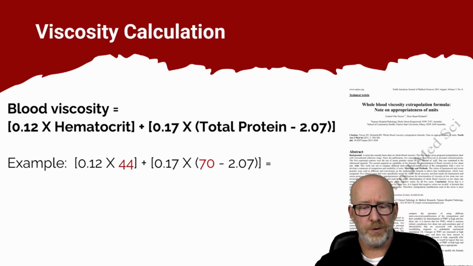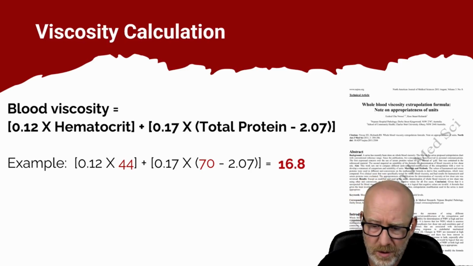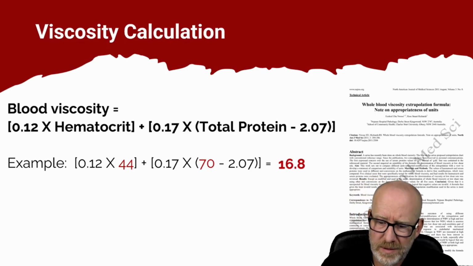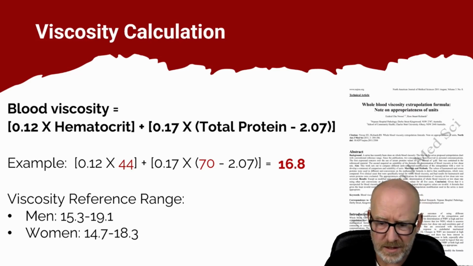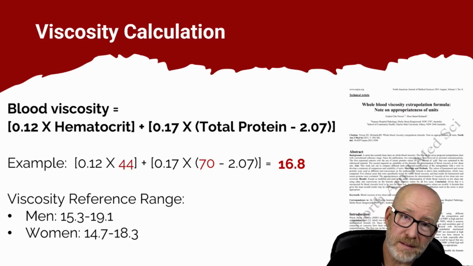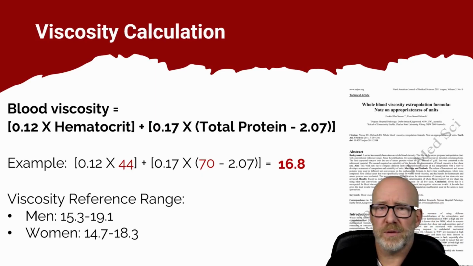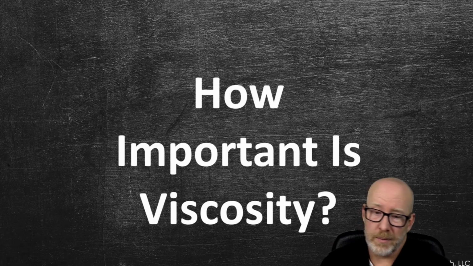Let's say you have a hematocrit of 44 and a total protein of 70. You plug those into your calculator, and you come up with 16.8. You can look at an evidence-based optimal reference range for viscosity, and you find that 16.8 looks good. It's within range, and viscosity is not a problem for this patient. If it's too high, then it might be something you want to consider.